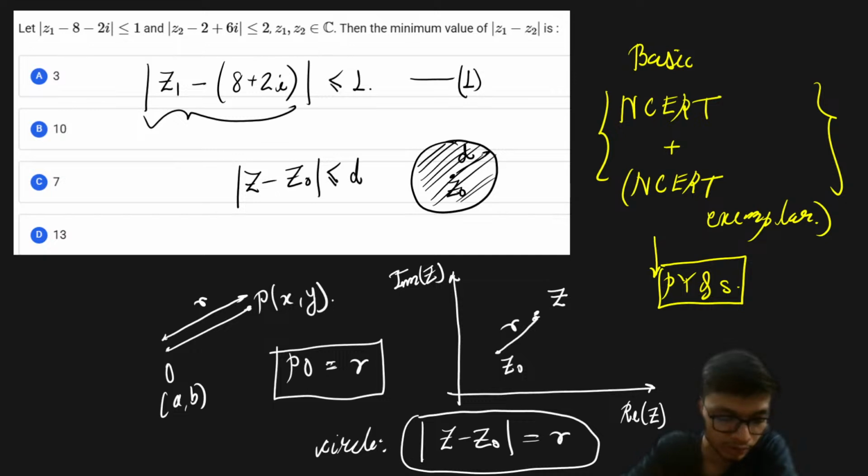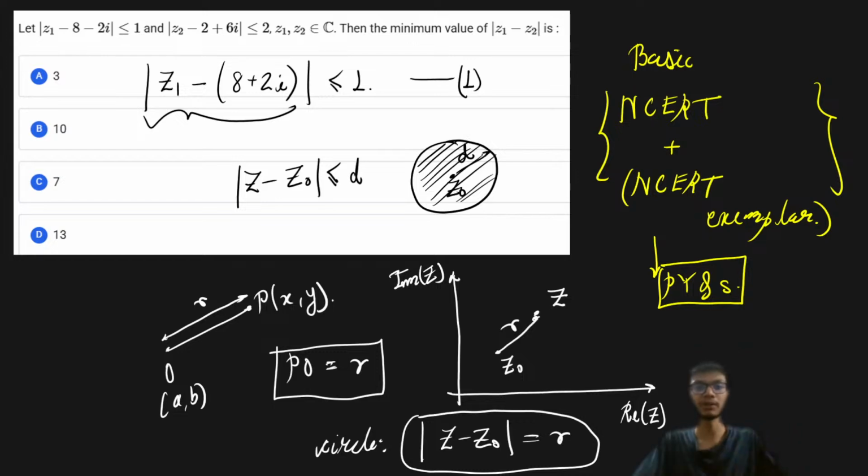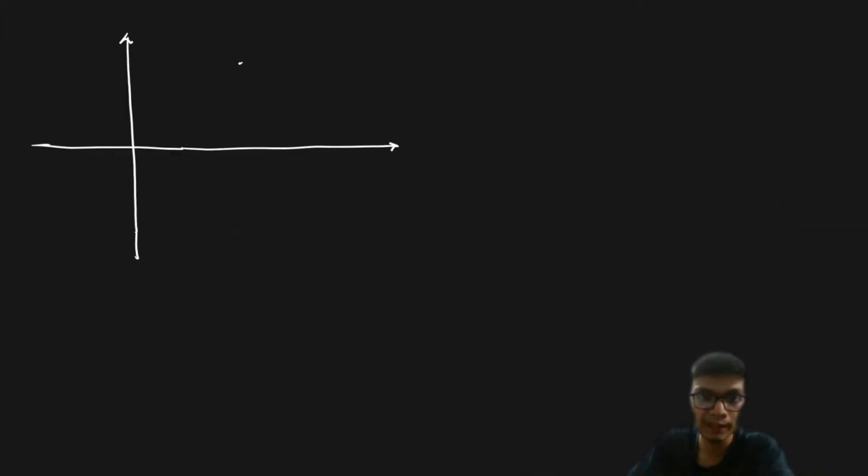If we proceed with this question from here, let me try to plot them on the x and y axes, or do some graphical analysis. If we look at this first expression, it is talking about a circle with its center at 8 comma 2. So 8 comma 2 will be something over here, and the circle will have a radius of 1.